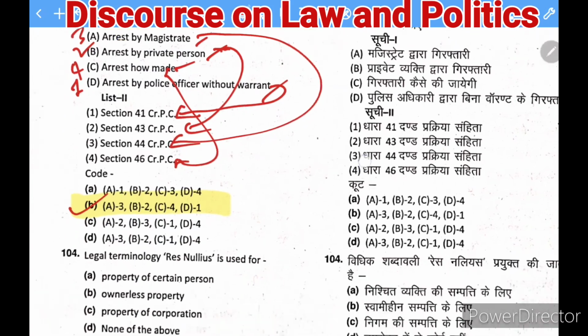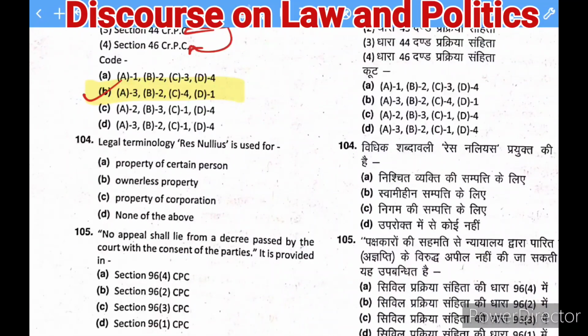Moving to the next question. The next question is about the legal terminology res nullius. What is the meaning and for what purpose is it used? The options given here: the first is property of a certain person, then ownerless property, property of corporation, and none of the above. This question is from jurisprudence, and the answer is ownerless property, property that does not belong to anyone.